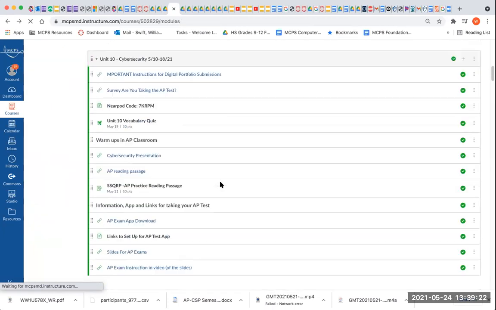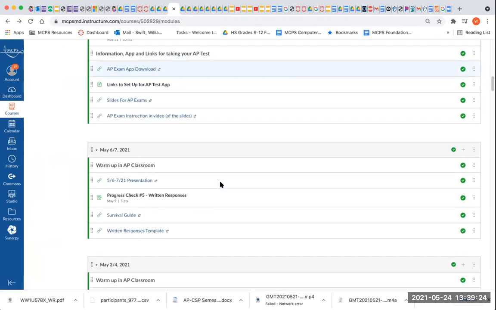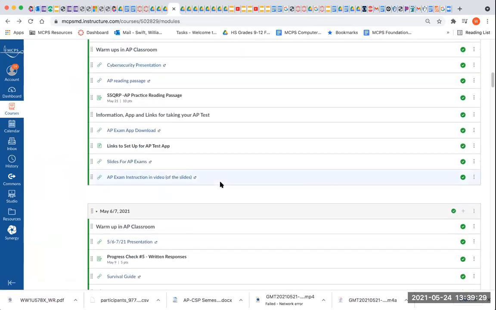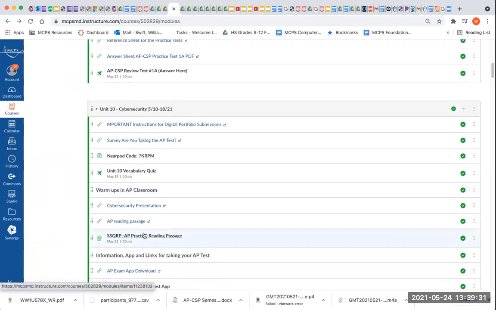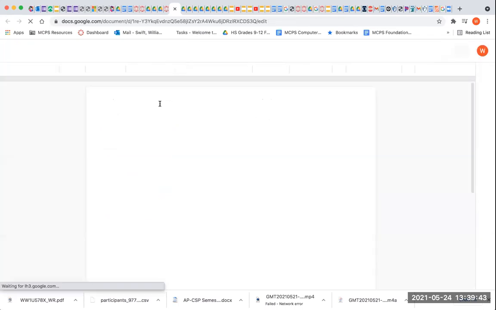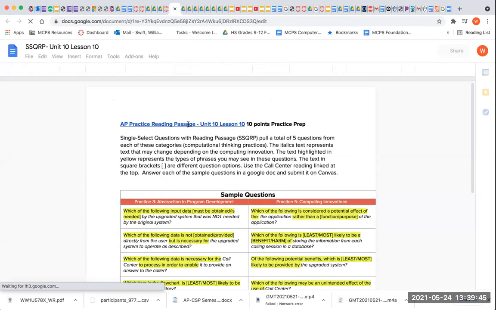Let me open this up and show you, just to make sure. Come on, where is that thing? Oh, here it is, it's in the big one. So this is what we're talking about. It's the SSQRP app practice reading passage. All right. So you open this up. This, the top thing has the flow chart, right? I got to open this.